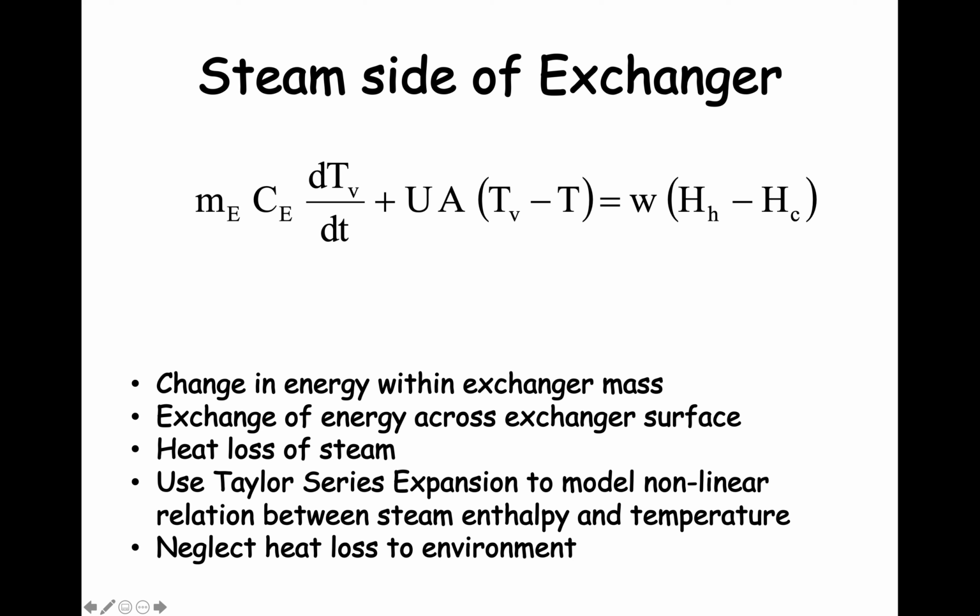It turns out that the relation between steam enthalpy, the H terms in the steam side equation, and the temperature is nonlinear. Hopefully you remember that Laplace transforms don't handle nonlinear relations. So we will need to use Taylor series expansion to model the relation between steam enthalpy, H, and the steam temperature, TV. As we did with the water side, to simplify the problem, we are neglecting heat lost to the environment by assuming that the heat exchanger is insulated on the outside, so that the heat lost to the environment can be neglected.